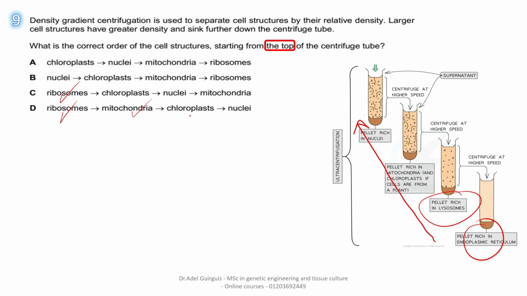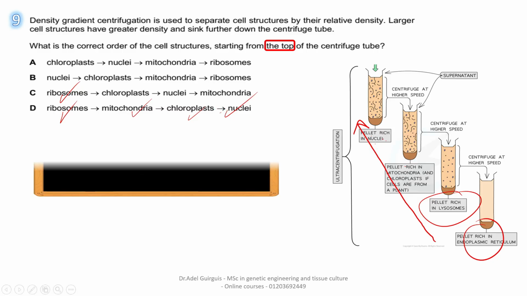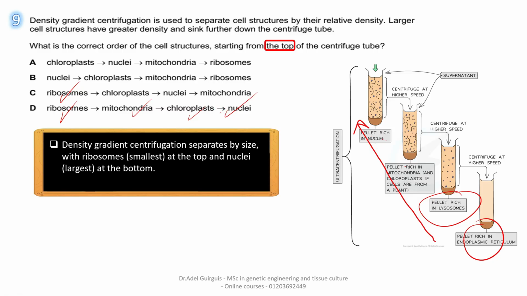Mitochondria, because it's smaller than chloroplast. Then we reach nuclei, or nucleus. So the answer is D. Okay? Density gradient centrifugation separates by size and by relative density, with ribosomes smallest at the top of the test tube, and nuclei largest at the bottom. Answer is D.